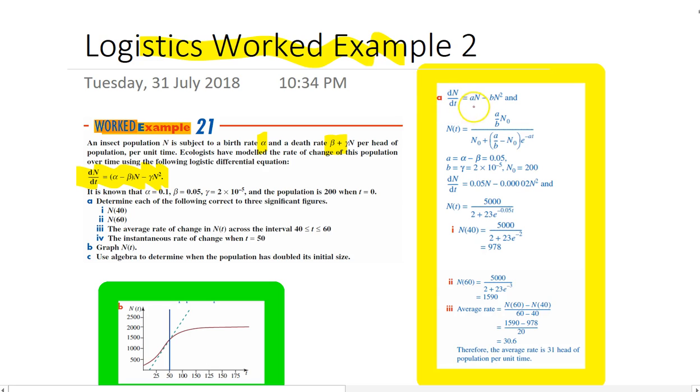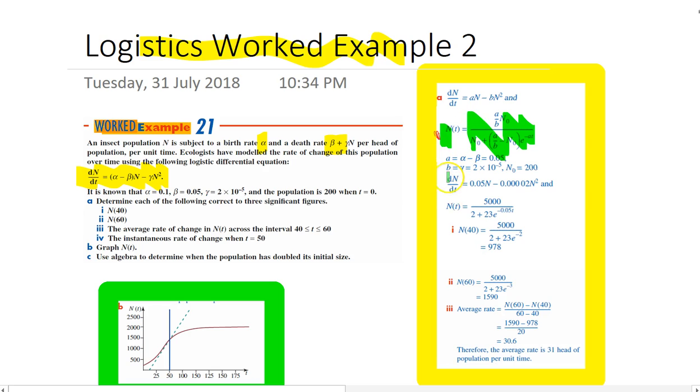If the change in N with respect to time is always this function, aN minus bN squared, we know that this is our logistic equation here. And this is one you've got memorized, or at least you should have memorized. All right, so A is equal to alpha minus beta. This function just looks a little bit different because instead of having aN, we've got alpha minus beta N. But that means that alpha minus beta is A. So alpha minus beta is equal to 0.05. And then we have minus gamma N squared. So the b in our initial function here is actually gamma, and gamma is 2 times 10 to the negative 5.